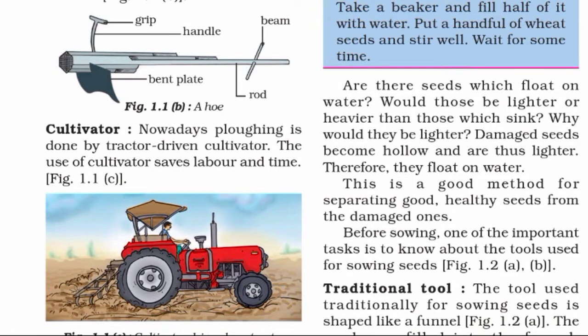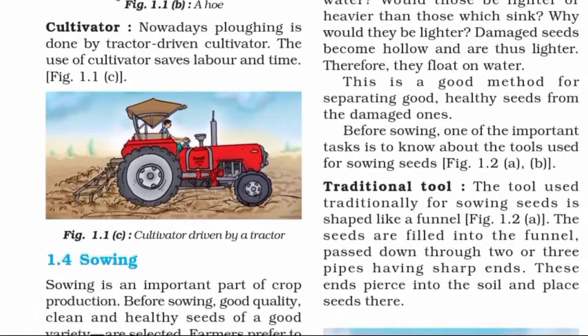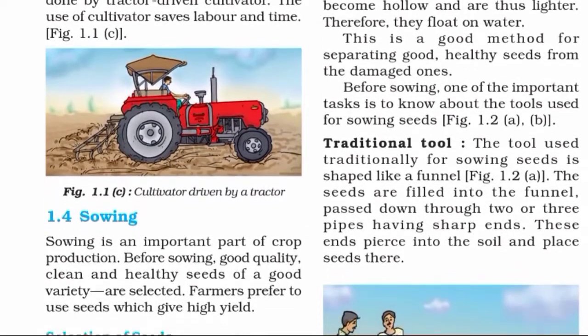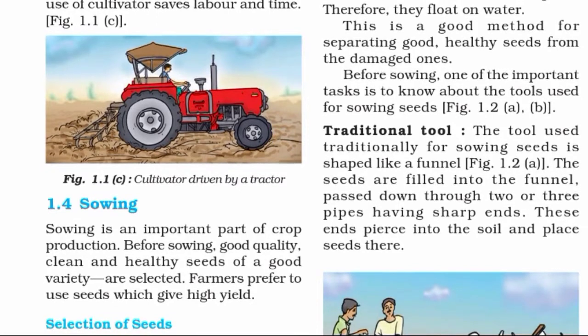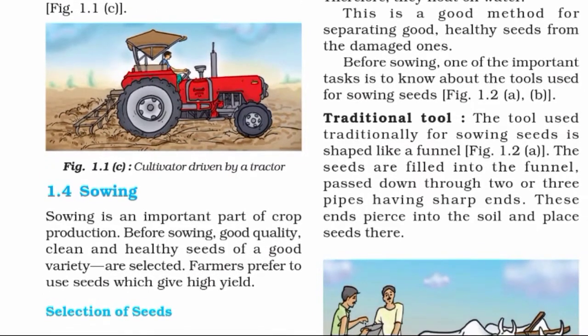Cultivator. Nowadays, ploughing is done by a tractor-driven cultivator. The use of a cultivator saves labor and time, as shown in Figure 1.1c. In this figure, we have a cultivator driven by a tractor.